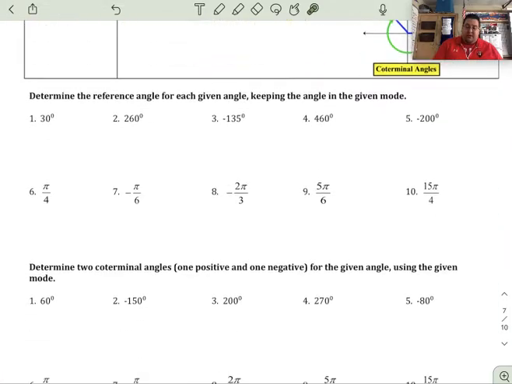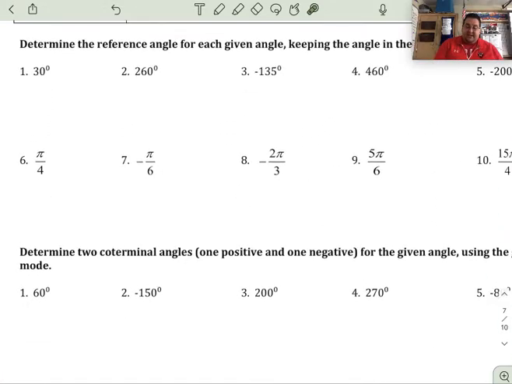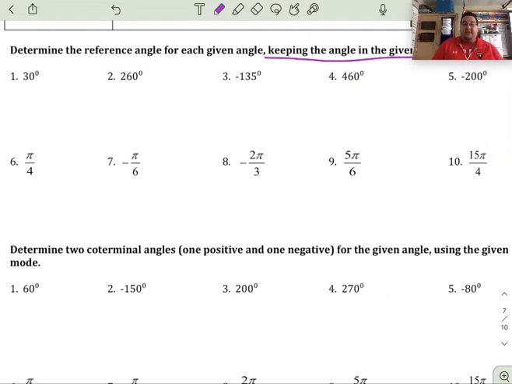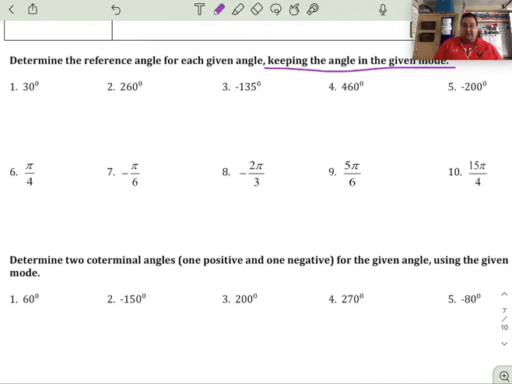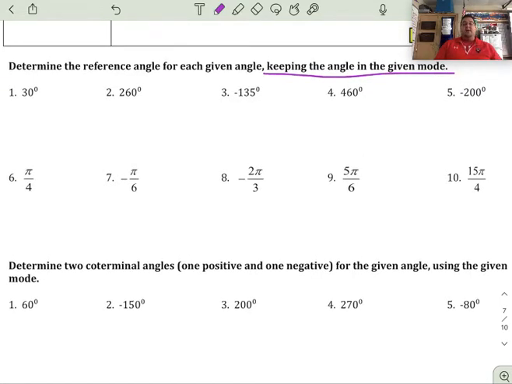So we're going to start with reference angles. It says in the directions, keep the angle in the given mode. That means if your angle is given in degrees, the reference angle would need to be given in degrees. So on numbers 1 through 5, the angles are given in degrees. So we're going to ask ourselves, are we closest to 0, 180, or 360? And we're going to ask that about all the angles that are given to us in degrees.